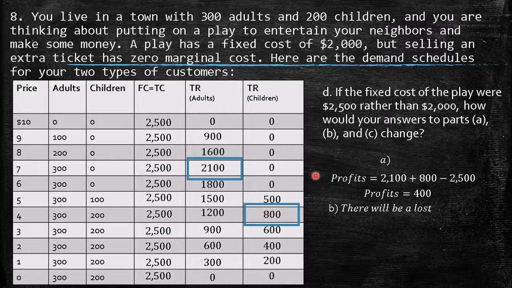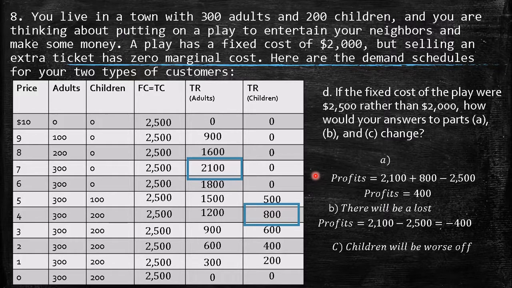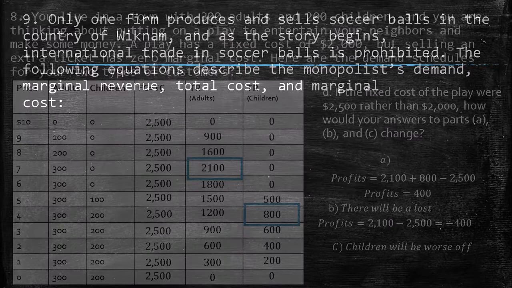Then in part B, there will be a loss when we can only charge a unique price, which should be 7. Then it should be 2,100 minus 2,500, the new total cost, which is associated with the fixed cost. And then it should be a loss of minus $400. And then again children will be worse off, because first they were charged 4, and then the price should be 7, so no children will pay for that play.